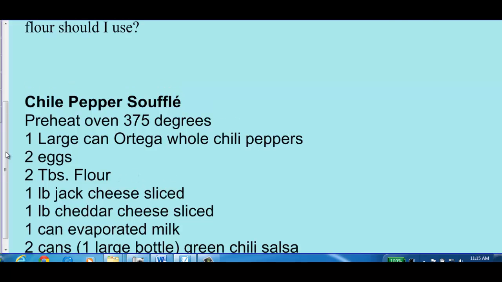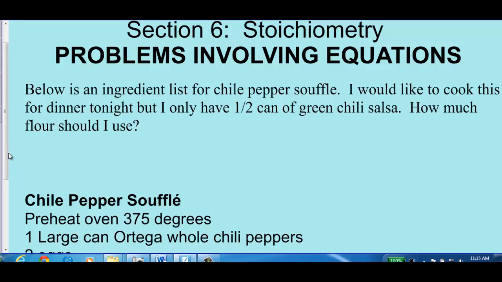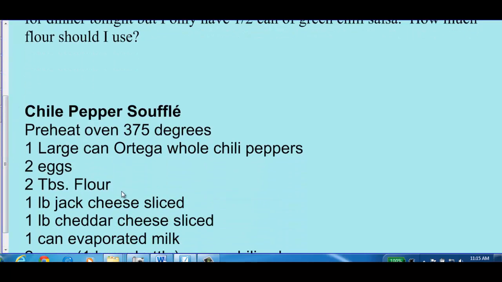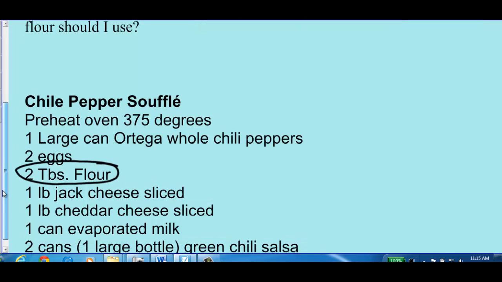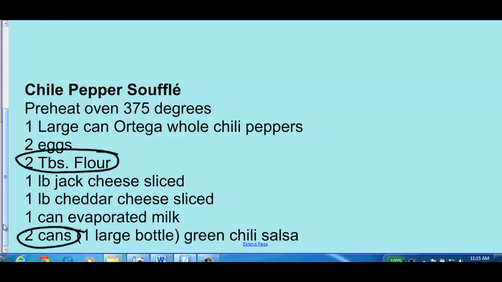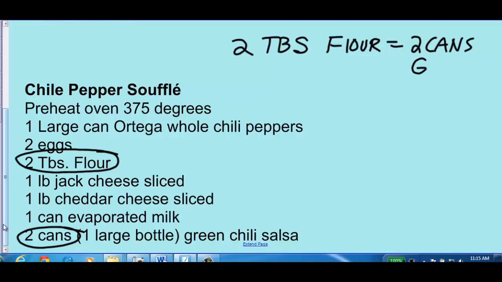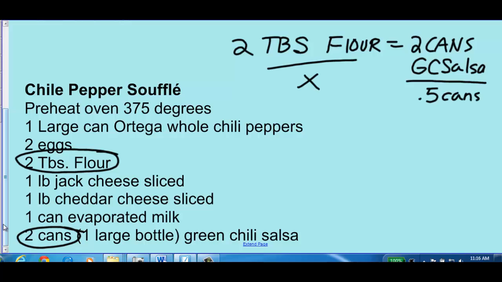So let's say, how much flour should I use if I only have a half a can of green chili salsa? What you're basically going to do is set up a proportion. So here is our ratio that we need of flour to green chili salsa. For every 2 tablespoons of flour, you will need 2 cans of green chili salsa. The problem is in my cupboard, I only have 0.5 cans of green chili salsa. So how much flour should I use then?